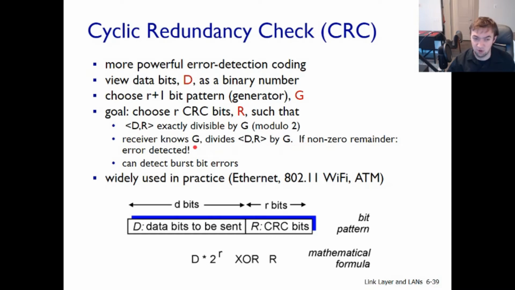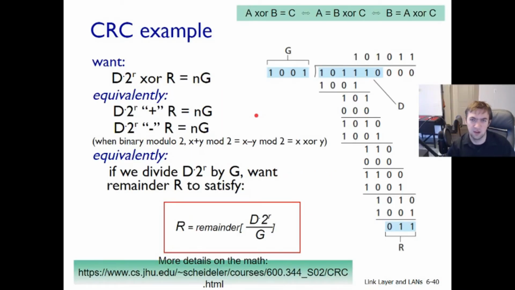Since the receiver knows the generator, it divides the data bits appended with the R bits at the end by the generator. If there is a non-zero remainder, you know there's an error because there's a bit somewhere that wasn't in the right spot. If there is a 0 remainder, then everything is okay. This is used to detect burst bit errors widely in practice with things like Ethernet, Wi-Fi, and so on. The mathematical formula you can see at the bottom is D times 2 to the power of R, XORed with R.